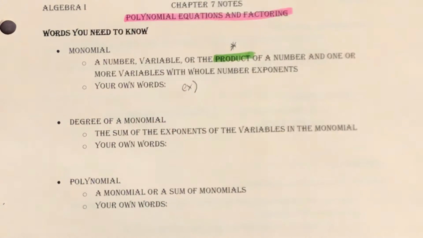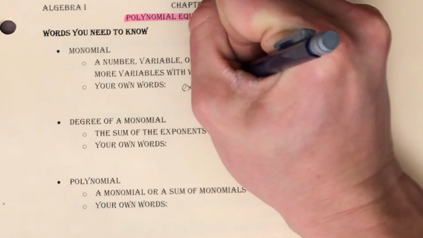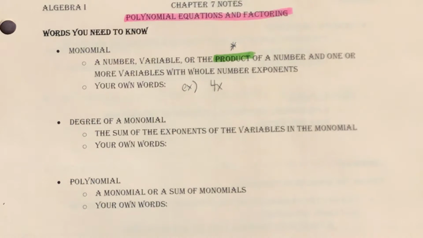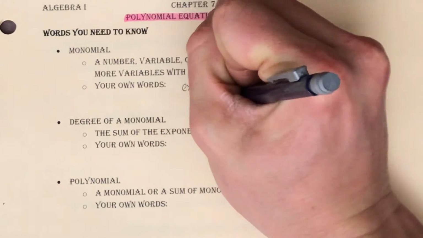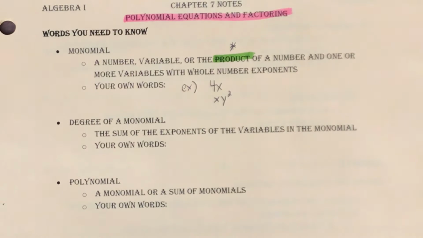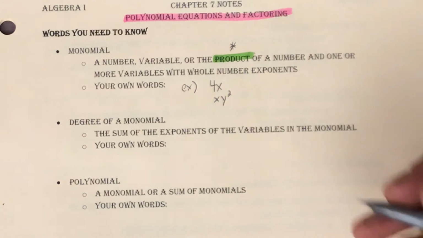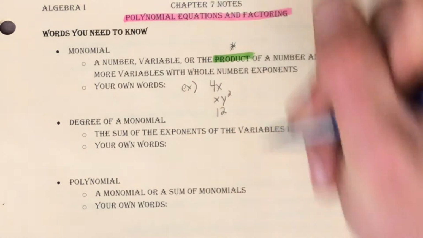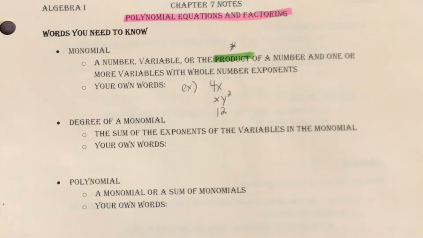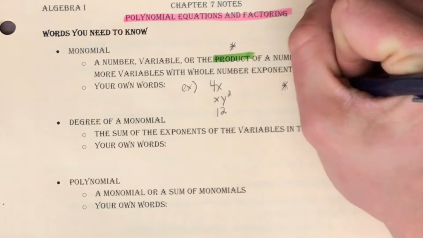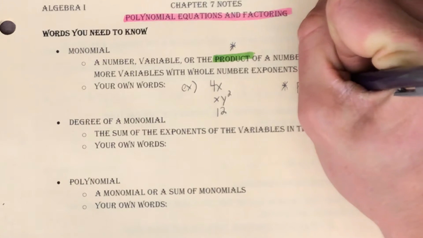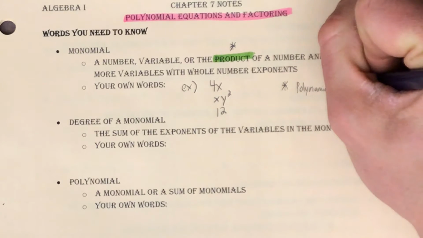Some examples of a monomial would be something like 4x, or really that means 4 times x, right? Or another monomial might be x y squared, or x times y squared. Or a monomial might even be just a single number, like the number 12. All of those are different examples of monomials. So a monomial is just a polynomial with only one term. If you were going to write something down, I'd encourage you to write "polynomial with only one term."